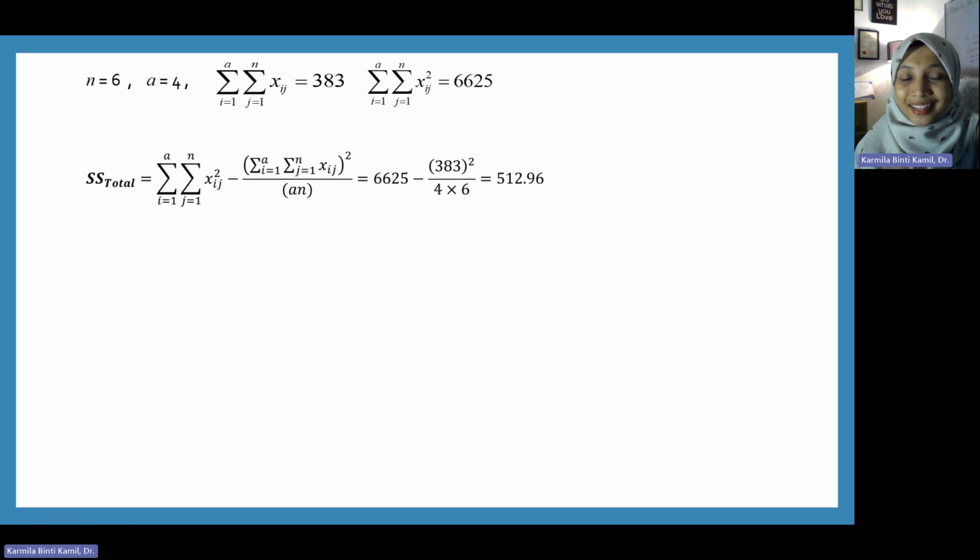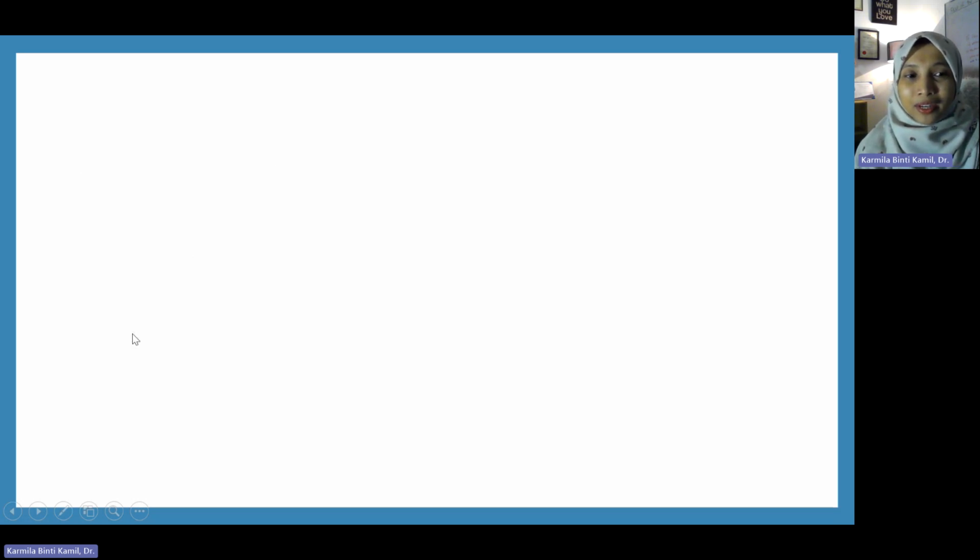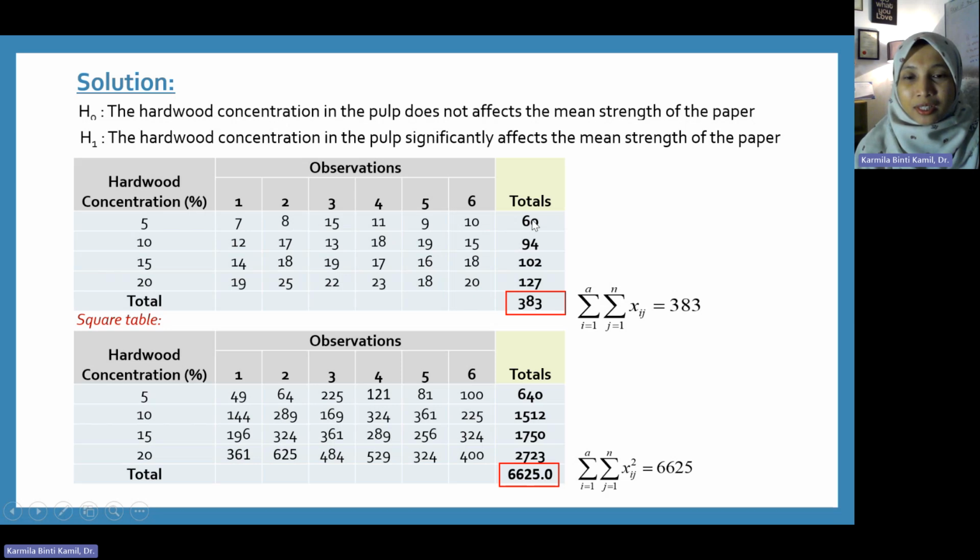Remember, after SS total, what we need to do is find SS treatment. How to do SS treatment? The formula is equal to 1 over n multiplied by the summation of xij squared, minus the summation of xij, squared, over a times n. So n is 6, and you take the value for each xij that you have in your table just now, the original table where we added one column. That is 60 squared, 94 squared, up to the last one.